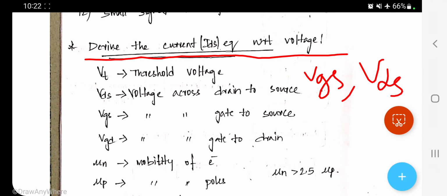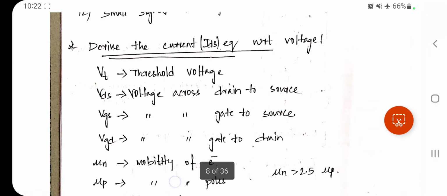So current IDS depends on these two voltages, VGS as well as VDS both. IDS is a function of VGS, VDS, threshold voltage, and parameters like the width of the channel and length of the channel, which we'll see. All these parameters affect the drain to source current IDS. So we'll see the equation now.